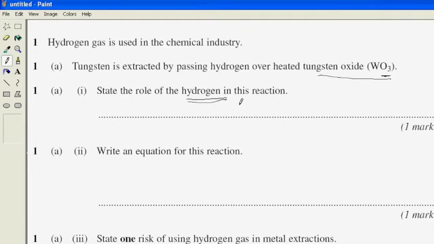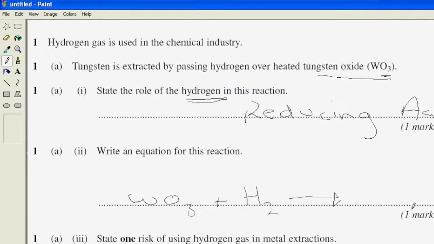And forgive the writing, I'm getting used to my brand spanking new pen. Hydrogen's acting as a reducing agent. And then we have to write an equation. Well, it's not so complex if you think about it: we've got tungsten oxide, WO3, and hydrogen added to it. It'll be hydrogen gas, which is a molecule. And what we will be forming is the metal, W, and, well, the only possible thing is water, H2O.